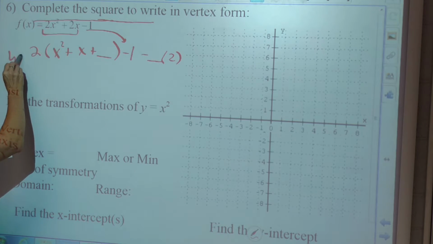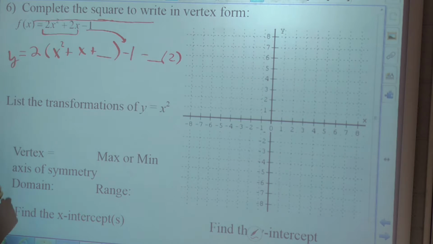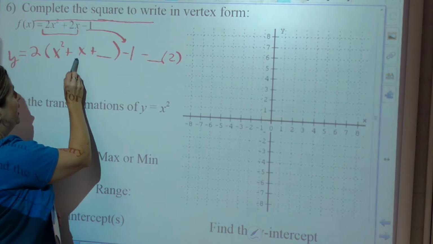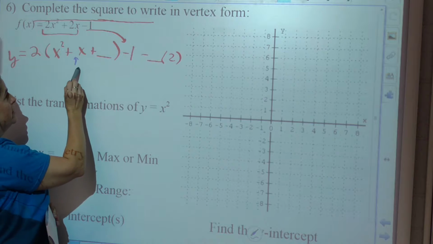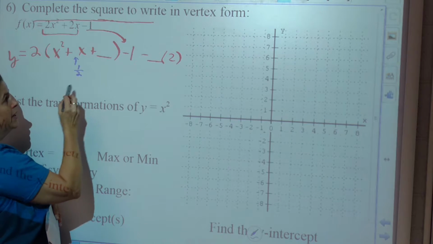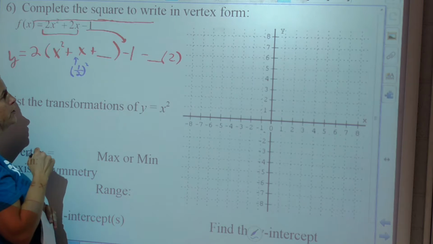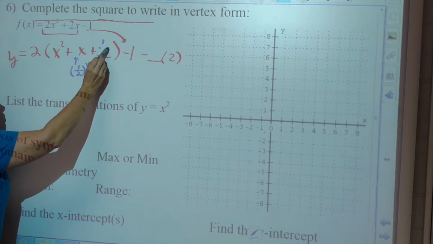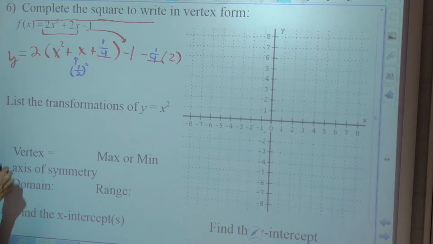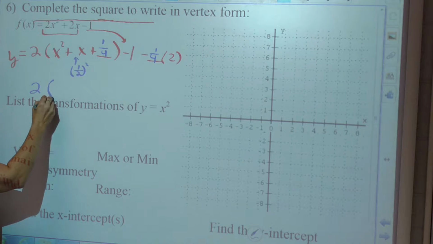So we're going to get y equals all of that. You fill in the blank by simply taking half of the middle, squaring it. Well, my middle is 1. Take half of that, so that's a half. Squared. 1 squared is 1, and 2 squared is 4. So both blanks become a 4. The 2 would be on the outside.